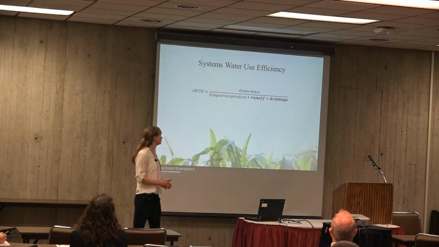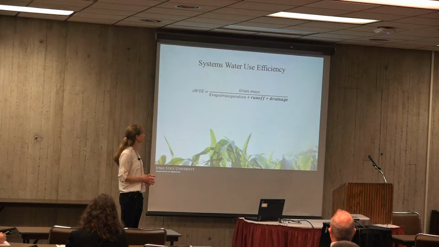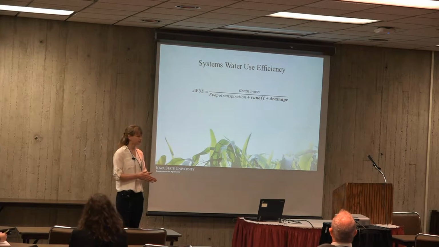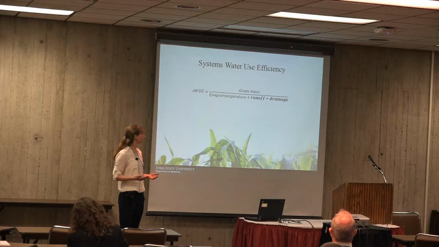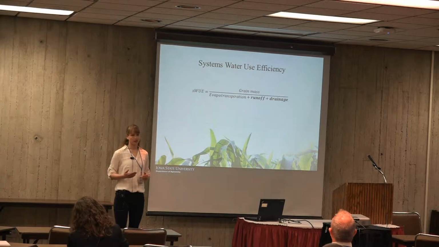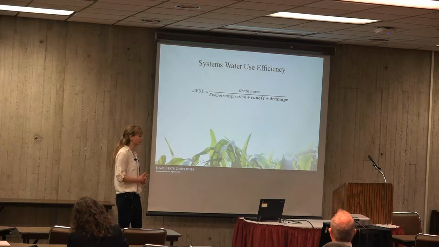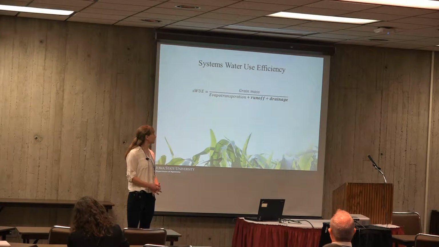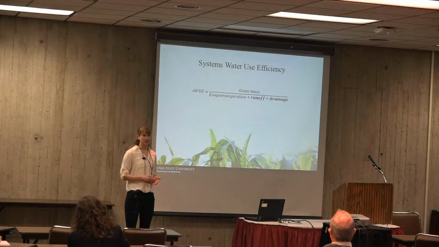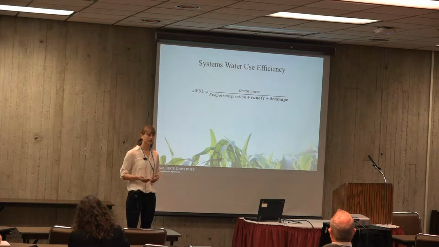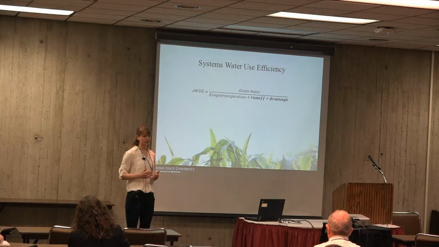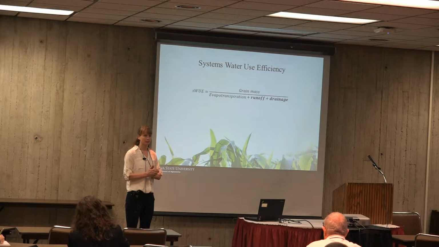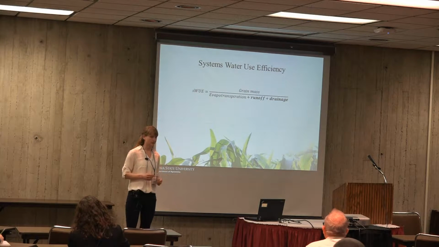So here is a more comprehensive definition of water use efficiency for the entire system. Now we still have yield on the top, the grain mass, and evapotranspiration on the bottom, but we've also added runoff and drainage as basically penalties. If you have more runoff and more drainage, then you'll have lower efficiencies. If you have low yields, you'll still have lower efficiencies. So it gets both ends of the spectrum here.